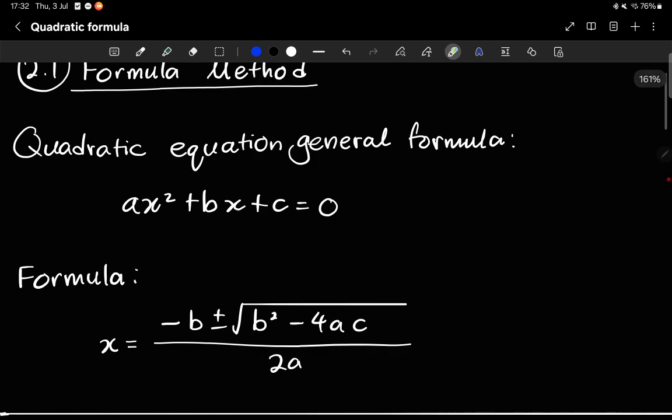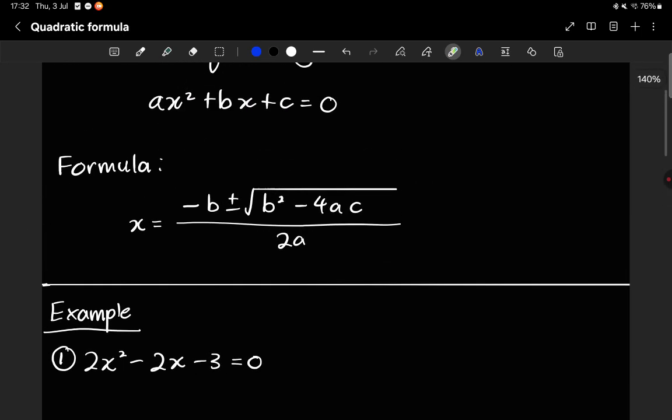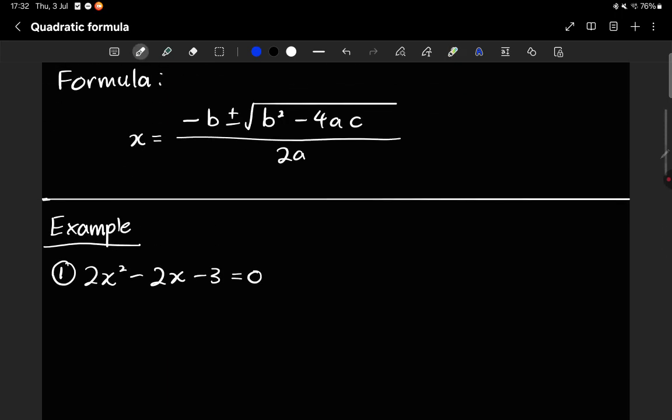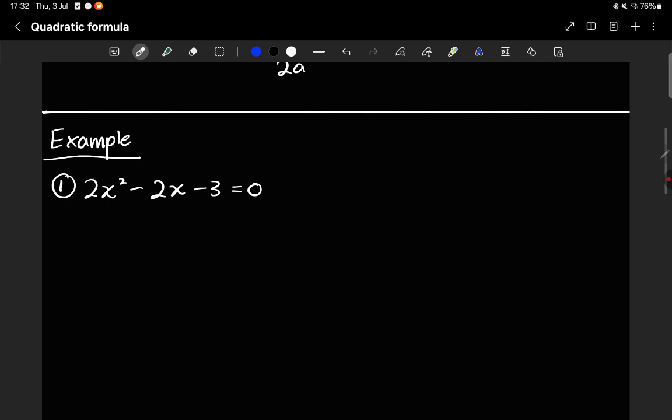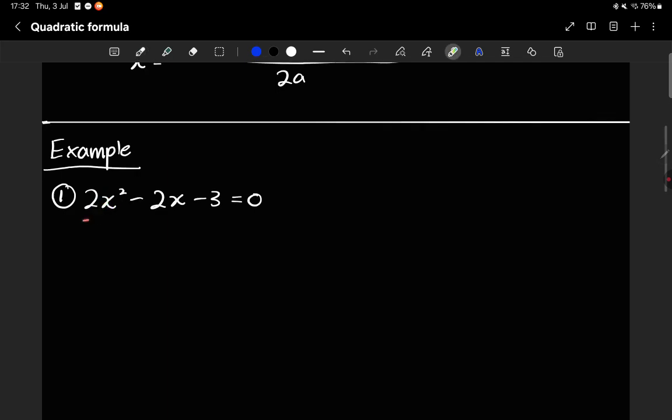We're going to do two questions here, and we can see how to use this formula. It's really straightforward. In the first example, we have 2x squared minus 2x minus 3 equal to 0, and we have to find the roots of this equation. Since we're just starting out, let's write down the general equation again: ax squared plus bx plus c equal to 0. What's our a? Our a is 2.